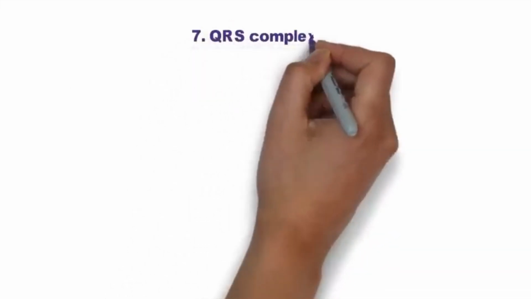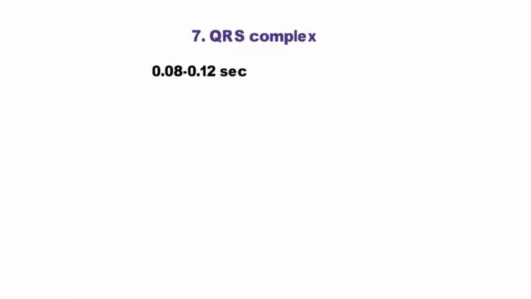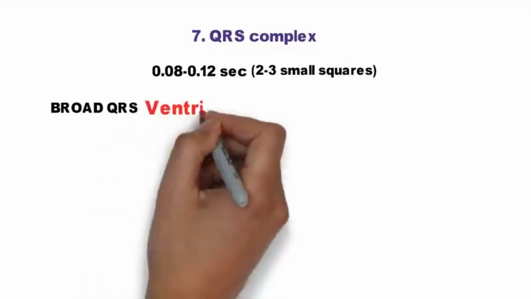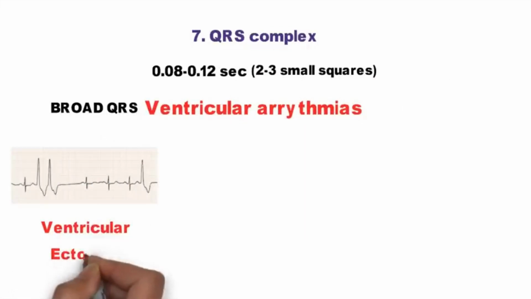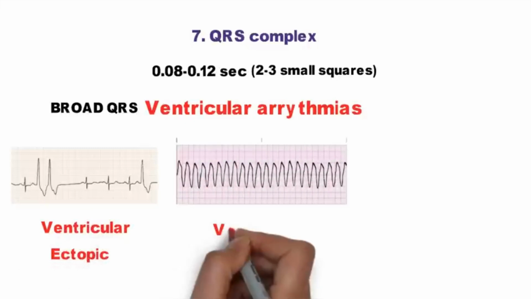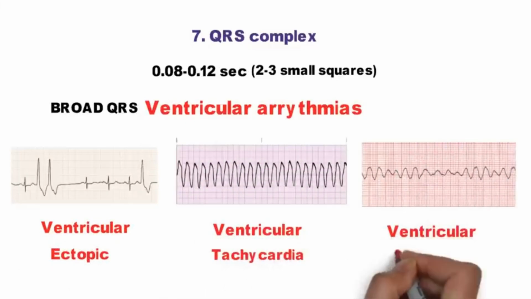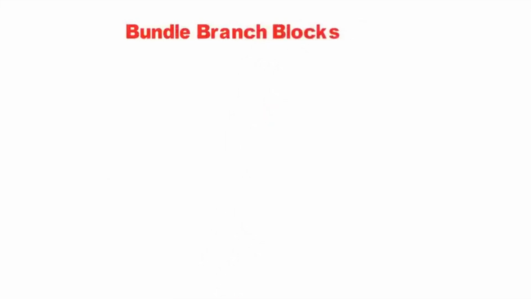Step 7 is QRS complex. Normally it is 0.08 to 0.12 seconds, that is 2 to 3 small squares. It is widened in ventricular arrhythmias, which can be ventricular ectopic or ventricular tachycardia or ventricular fibrillation, or any pathology below bundle of His. QRS is also widened in bundle branch blocks.